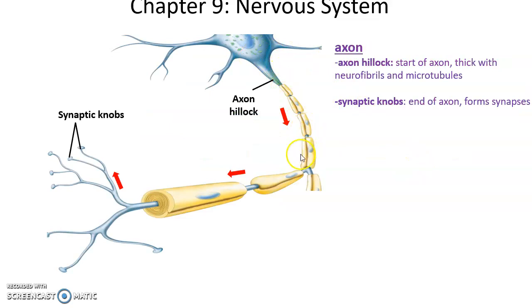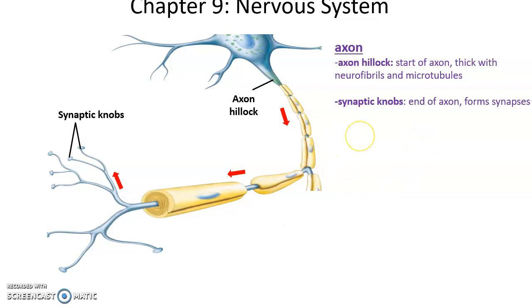And here is the very long axon. Axon, of course, has lots of neurofibrils running down its length. The beginning of the axon is called the axon hillock. That's where it's coming off of the cell body. Then it stretches various distances until it gets to the very end of the axon, where you have a little widened area called synaptic knobs. And it's the synaptic knobs at the end of the axon that form the synapses.